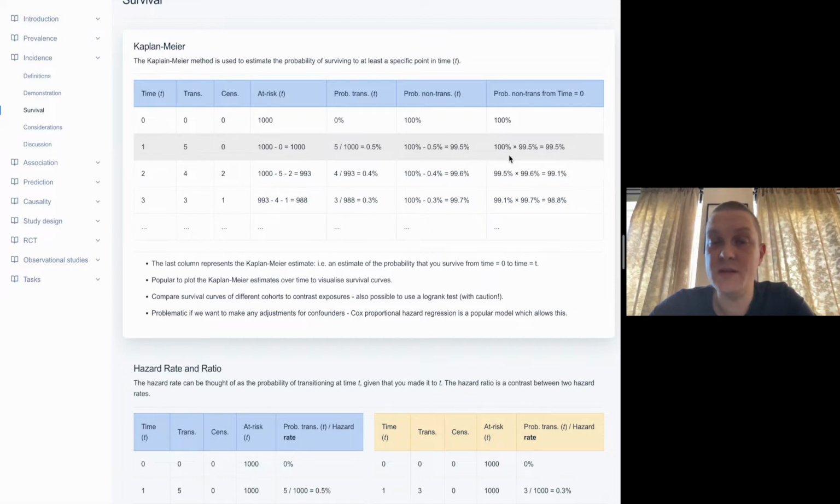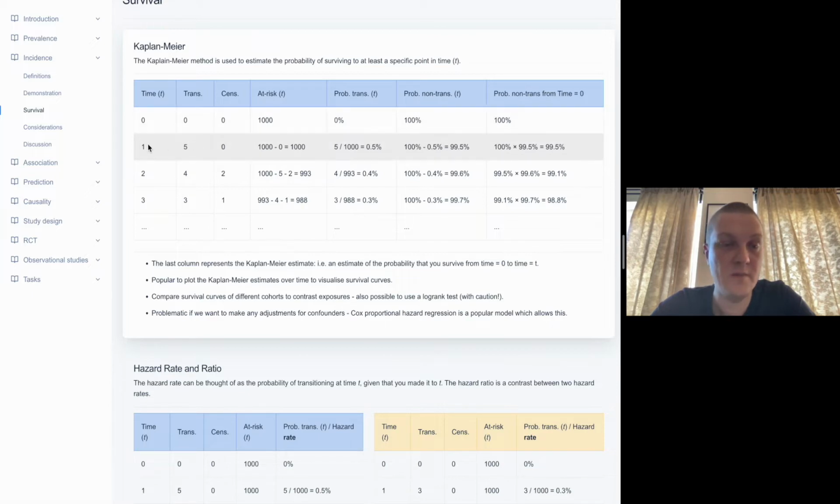And then the probability of not transitioning from time 0 up until time 1, well, that's basically asking, what's the probability that I make it through time 1? Well, to do that, you have to make it through time 0. Everybody did that, so that's 100% here. You multiply that with the probability of making it through time 1, which was 99.5%. And so the probability of surviving up and through time 1 is 99.5%.